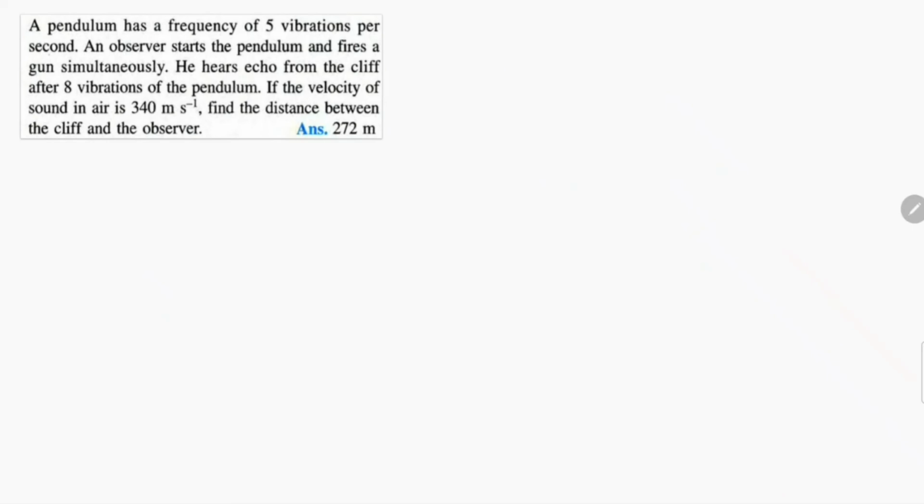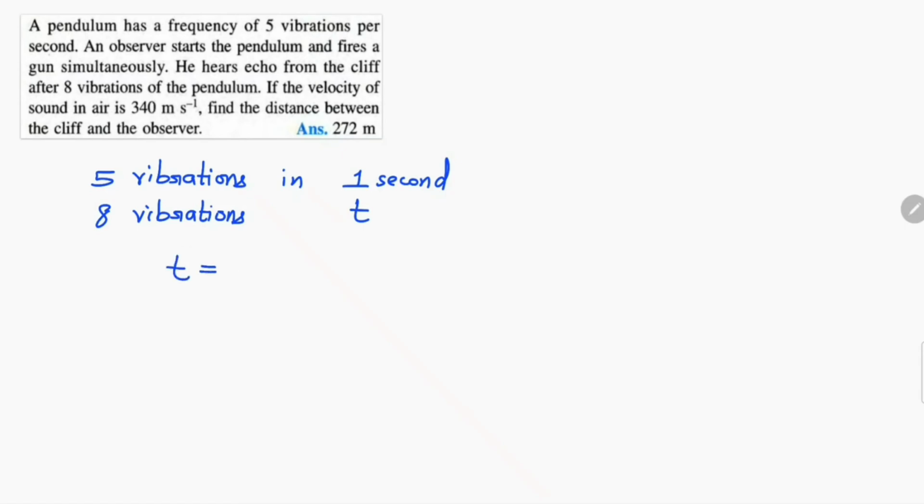A pendulum has a frequency of 5 vibrations per second. So 5 vibrations in 1 second. Now he hears the echo after 8 vibrations. So how much time does it take for 8 vibrations? Let's calculate that. 5 vibrations, 1 second. So 8 vibrations in time t. So t will be 8 by 5. You can keep it as it is or divide, 1.6 seconds. So indirectly time is given to you as 1.6 seconds.